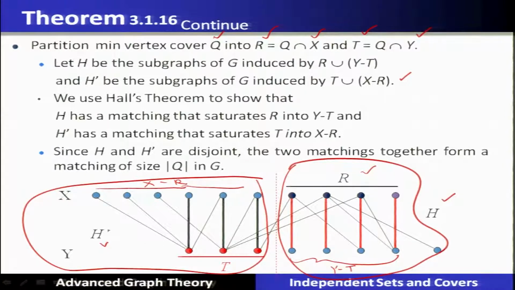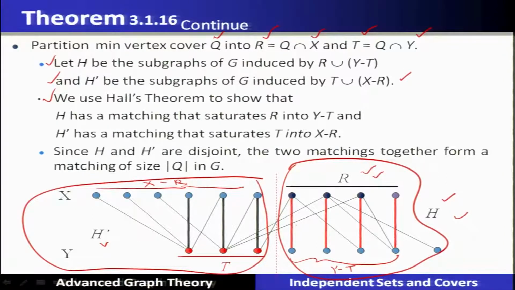So, we have now divided the graph into two subgraphs, one is called H, the other is called H prime, and now we are going to use Hall's theorem to show that H has a matching that saturates R into Y minus T, and also H prime has a matching that saturates T into X minus R.